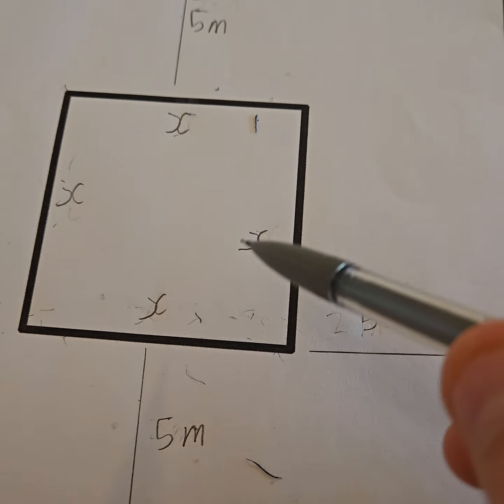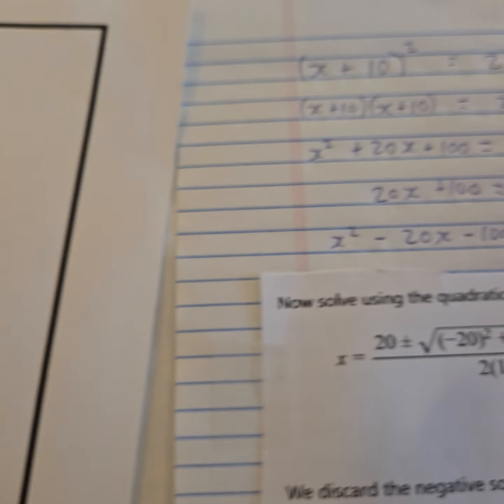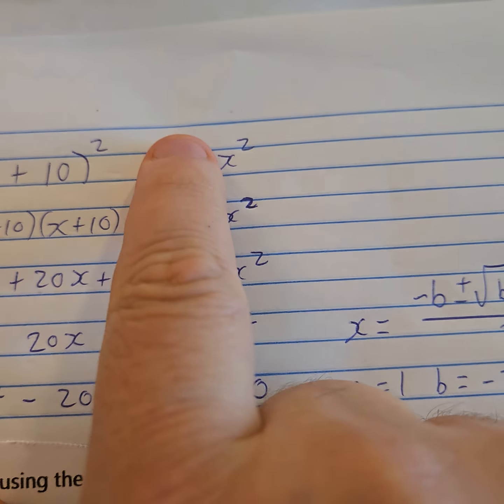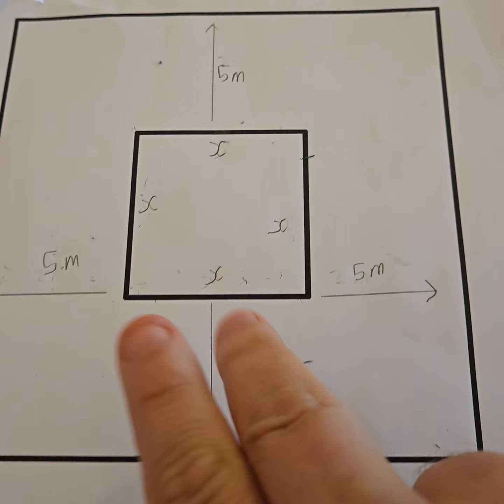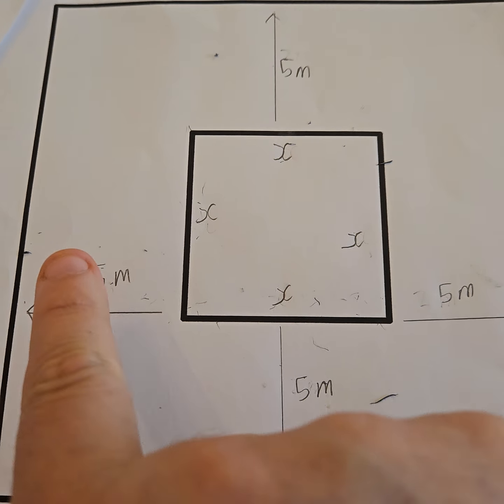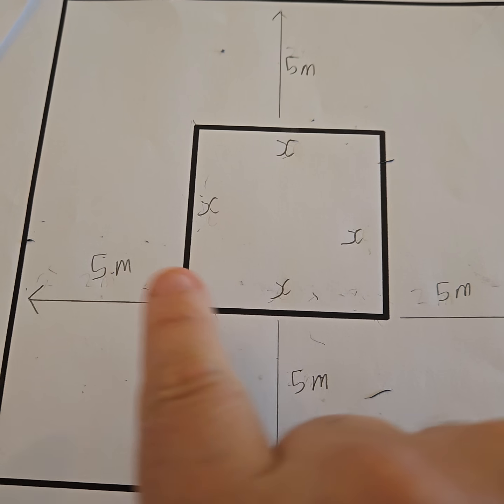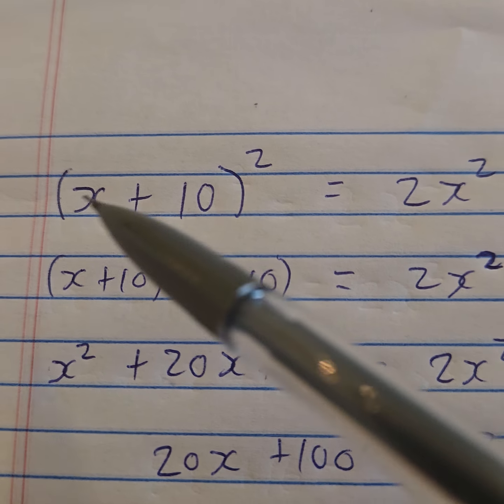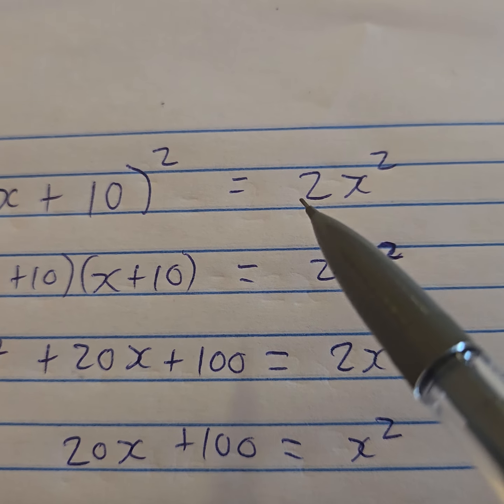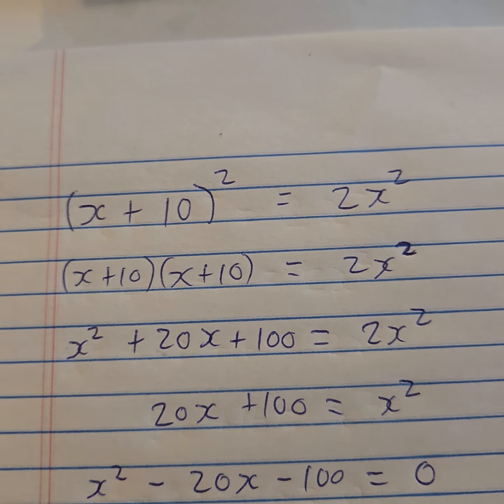So once again, I call each side x. The smaller square is x squared as the area. The big square is x plus 5 plus 5. Each side is x plus 10. So the area is x plus 10 squared. So the area of the big square is double the area of the small square.